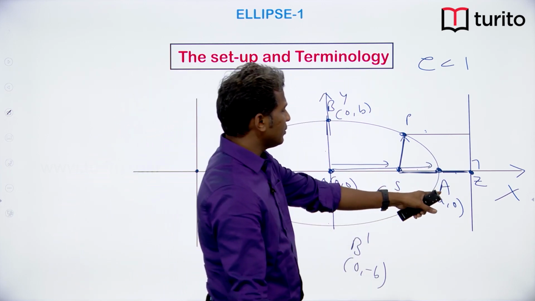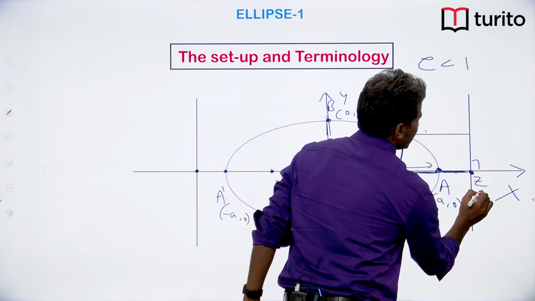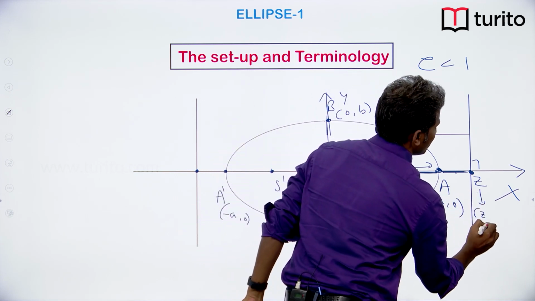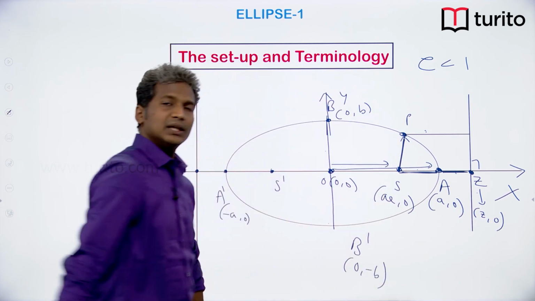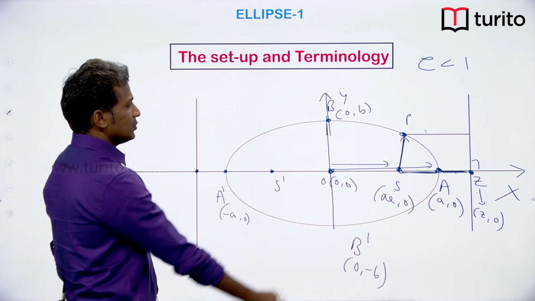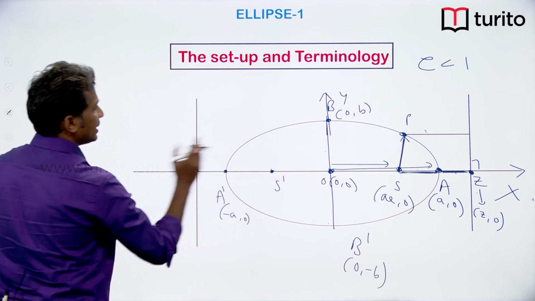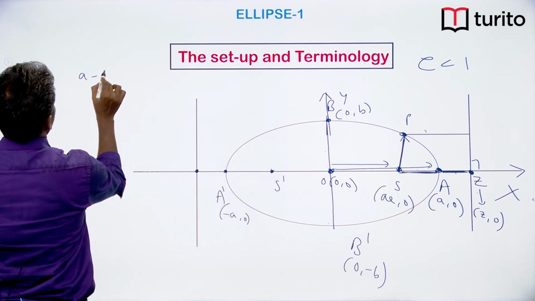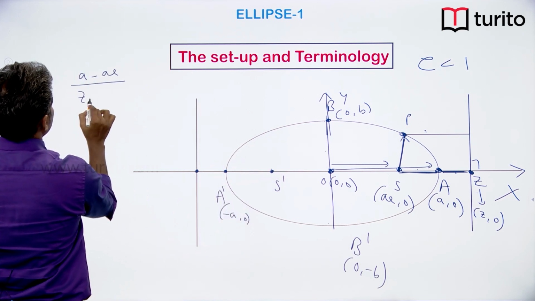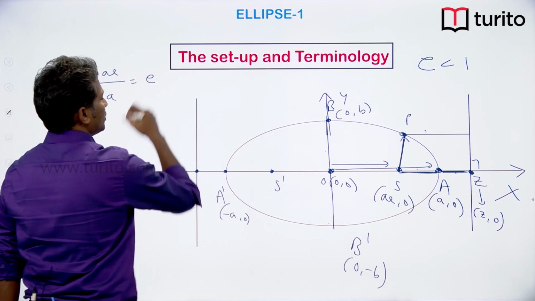Now that we already know A and S, let us take Z as small z comma 0. I can get the coordinates of the point Z using the definition, which shall be like this: a minus ae divided by z minus a must be equal to e.